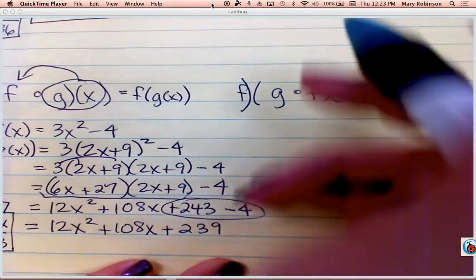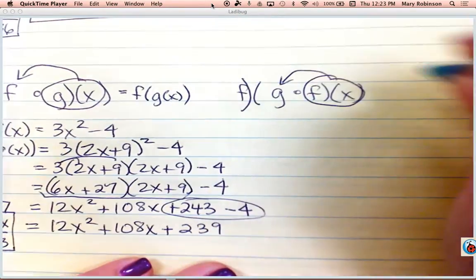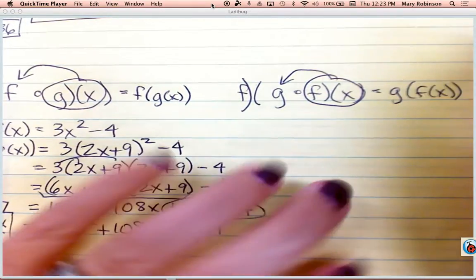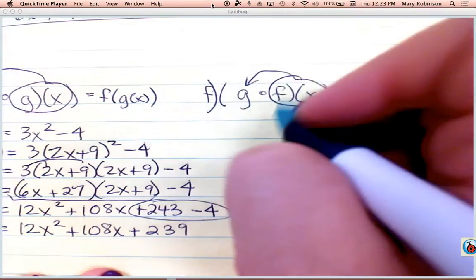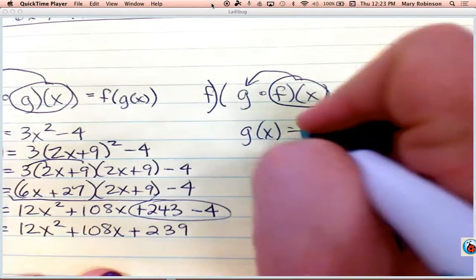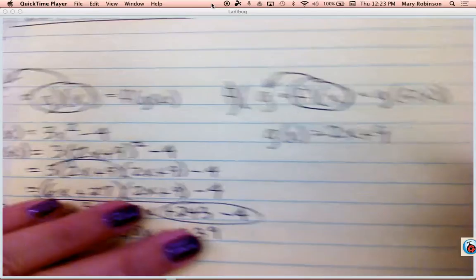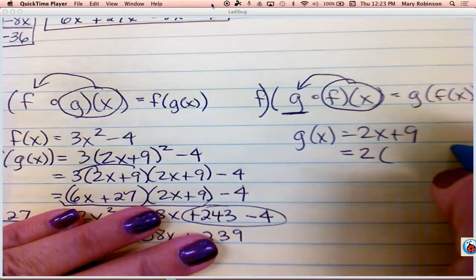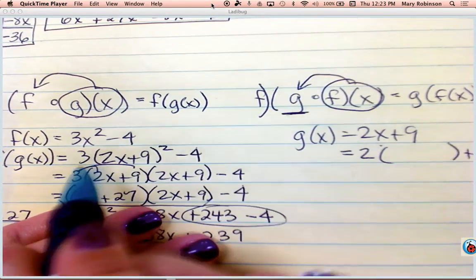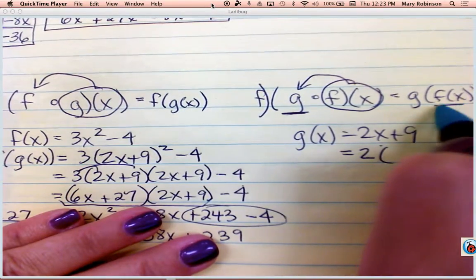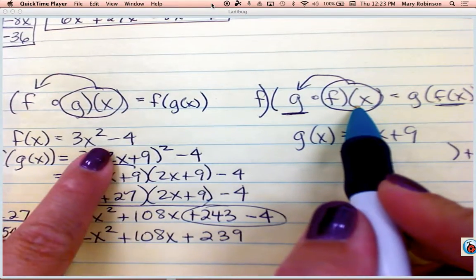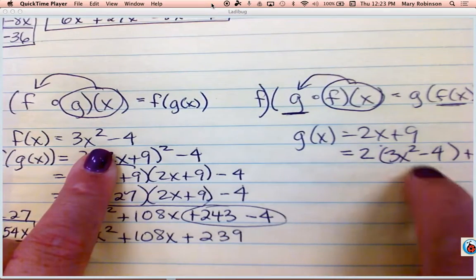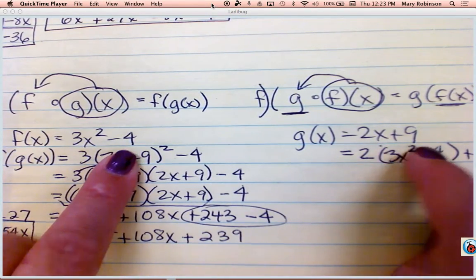So next for f, we're going to do likewise and plug f of x into the function g. If you don't write this part, that's fine. G of x, I'll just rewrite it, is 2x plus 9. So that means I'm going to rewrite this function g, but in place of x, I'm going to put f of x, because this is my input. I'm taking all the f of x, which is 3x squared minus 4, and substituting it in to 2x plus 9.